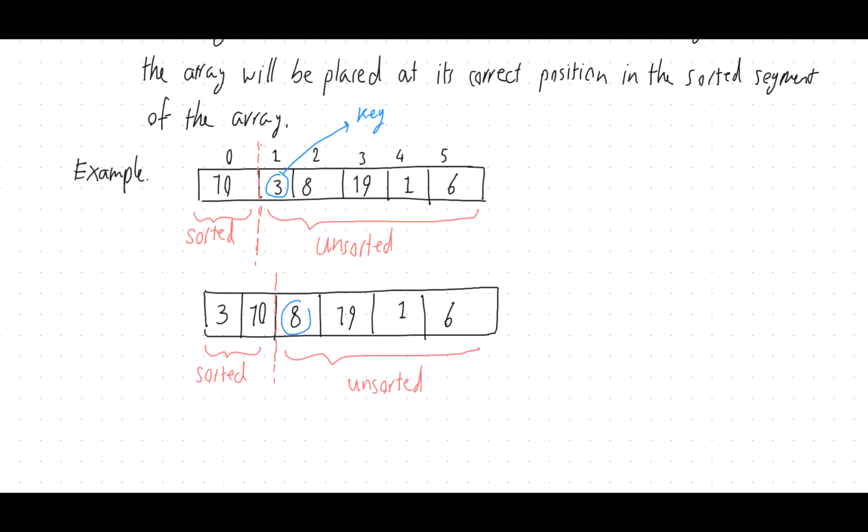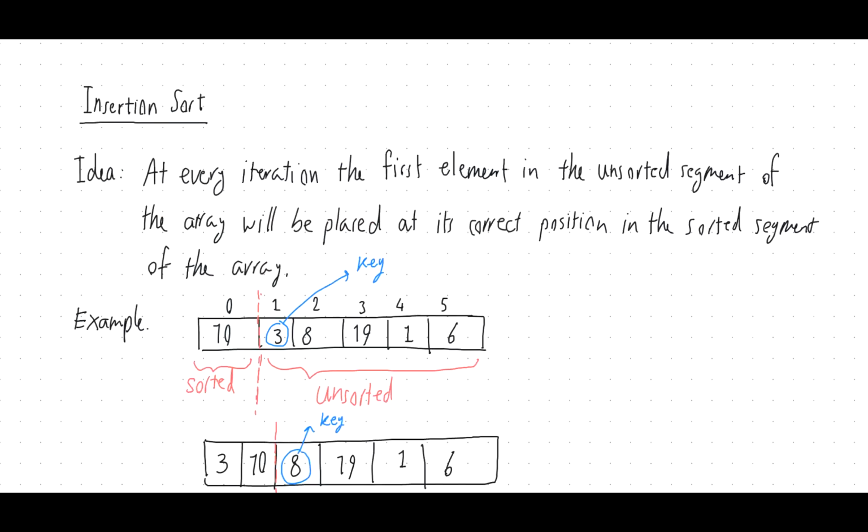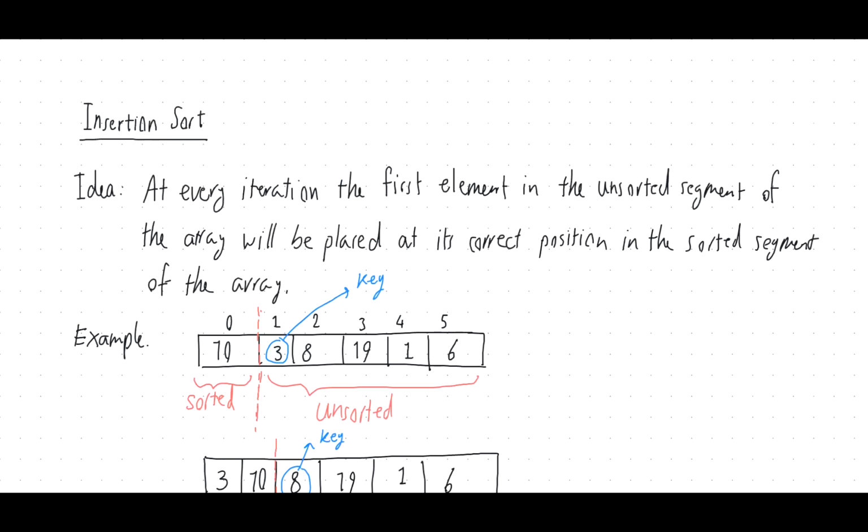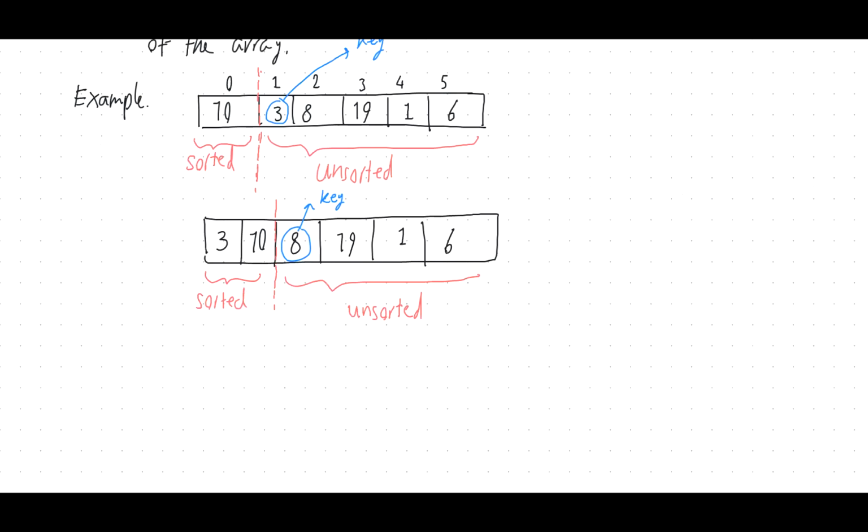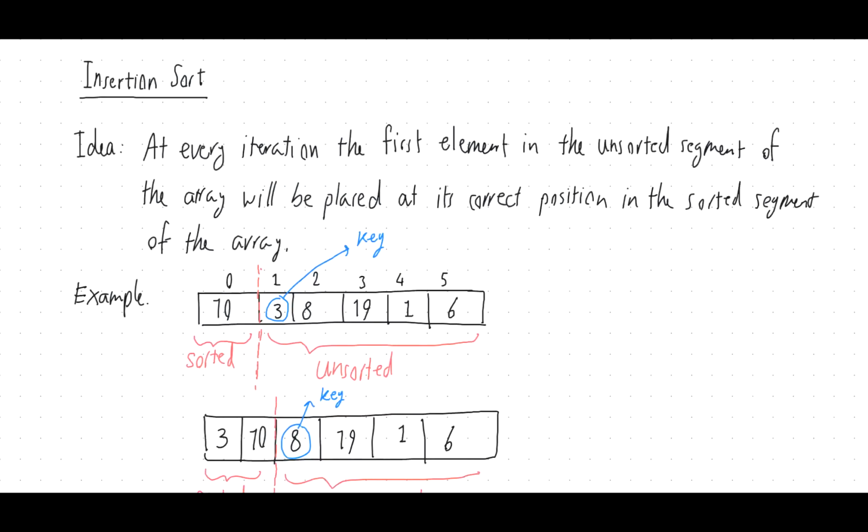Now, the key in the next iteration is going to be this guy. So 8 is the key. And what is it that we do at every iteration? One more time here. The first element in the unsorted segment of the array, which is 8, will be placed at its correct position in the sorted segment.